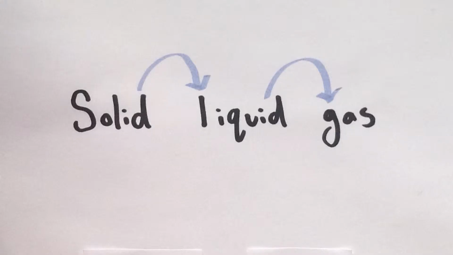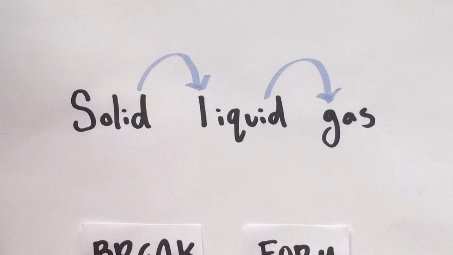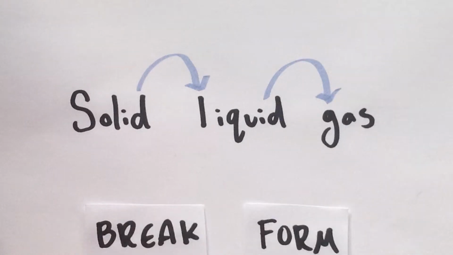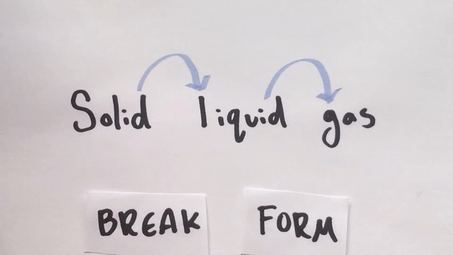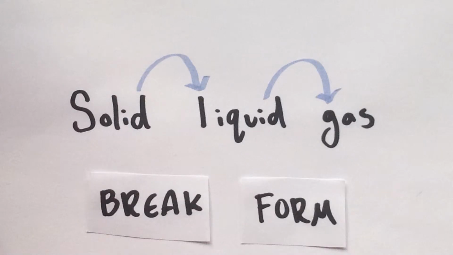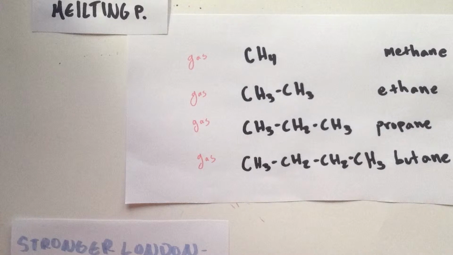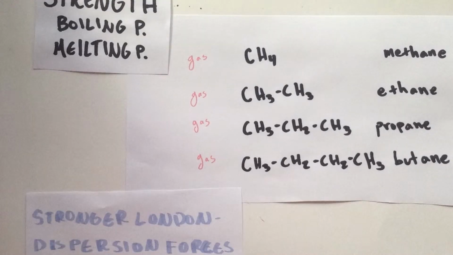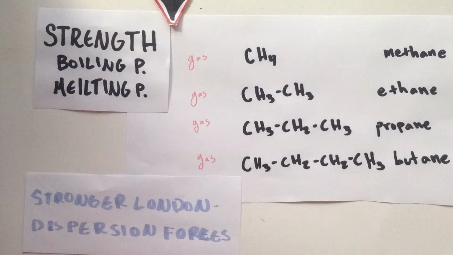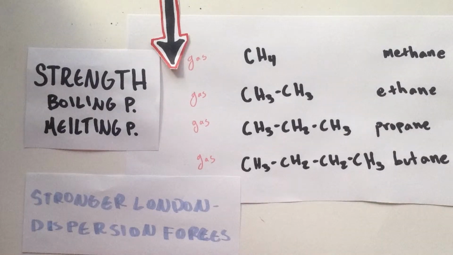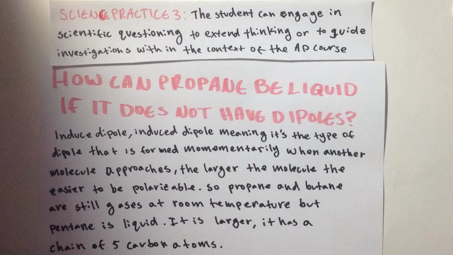When a solid has to transition to a liquid, intermolecular forces have to break, but when a liquid needs to transition to a gas, intermolecular forces have to form. Here is an example of induced dipole forces. The higher the boiling point / melting point, the stronger the London dispersion forces. Propane can be a liquid, but it doesn't have any dipoles.